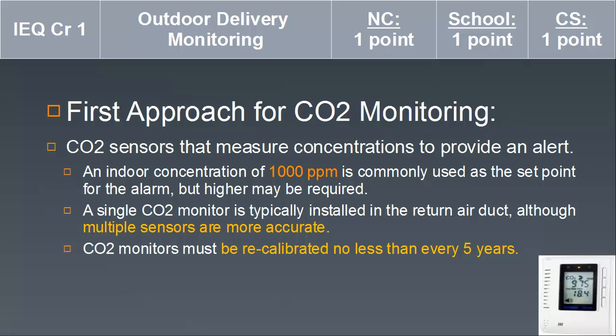So CO2 sensors that measure concentrations to provide an alert usually start at an indoor concentration of 1,000 parts per million. At that point, the alarm will go off, but higher standards can also be set. A single CO2 monitor is typically installed in the return air duct, although multiple sensors are more accurate and encouraged. And the CO2 monitors must be calibrated no less than every 5 years. So it's important that you're getting accurate information, and that's what calibration does for you.